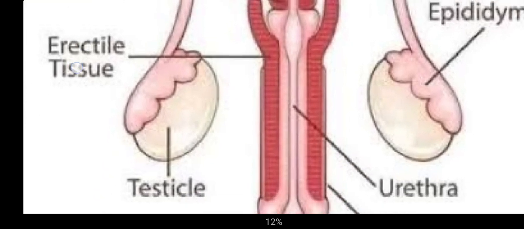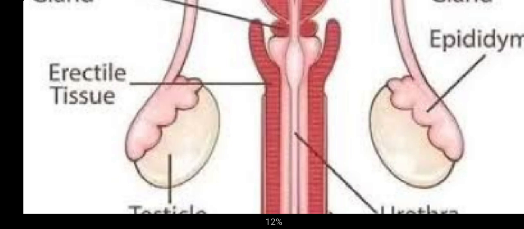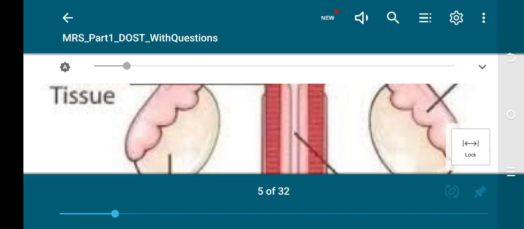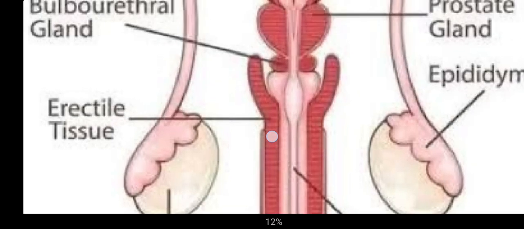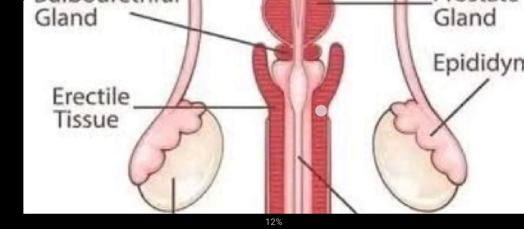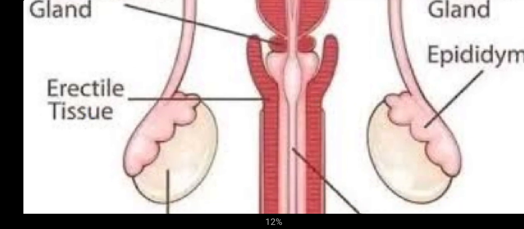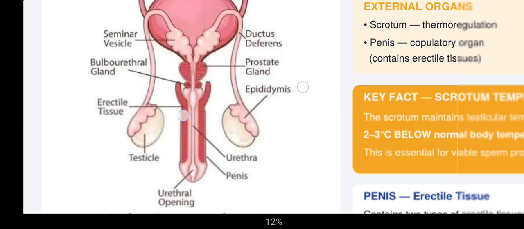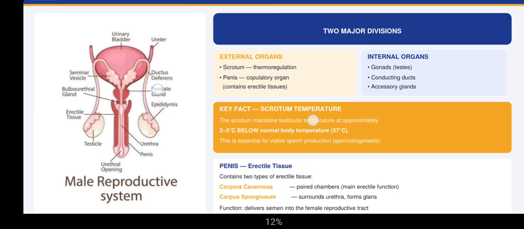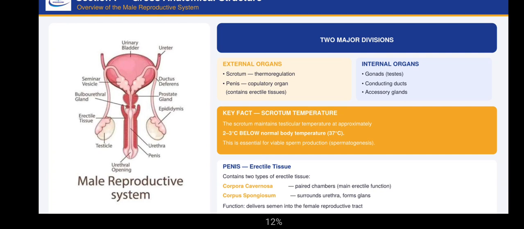You can see it is labeled as what? Erectile tissue. You can see there are two of them, one here and the other one on the other side. Those two are the same erectile tissue we're talking about here. So the penis has two erectile tissues.